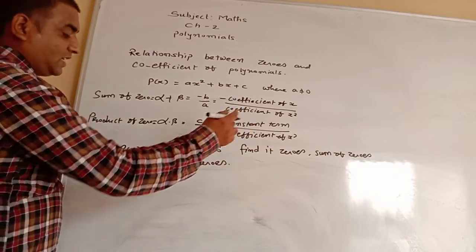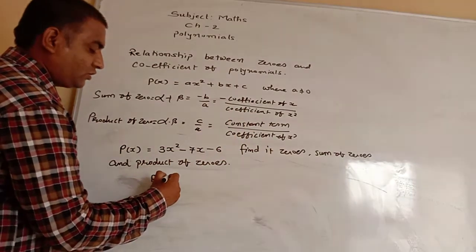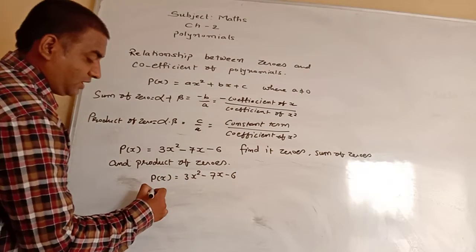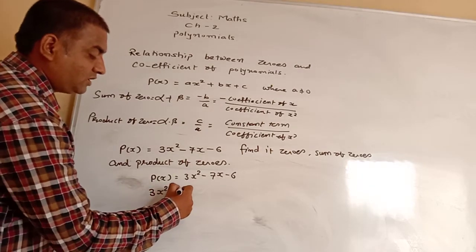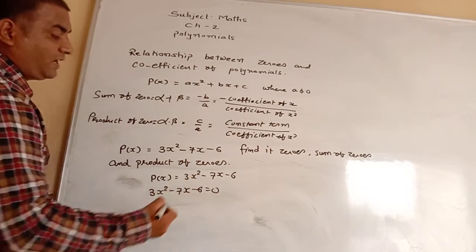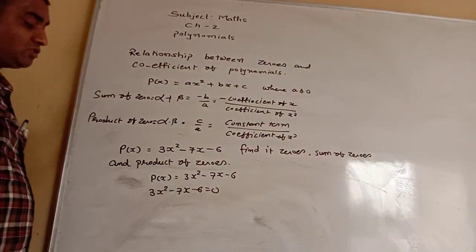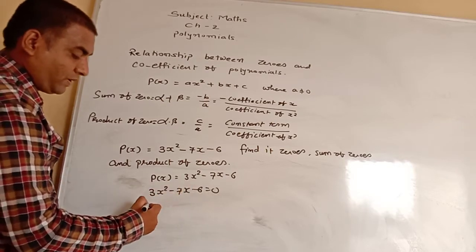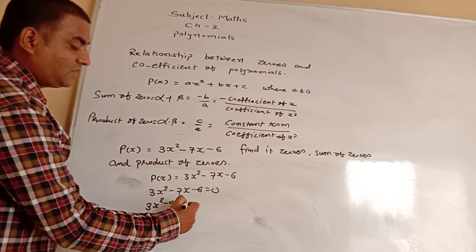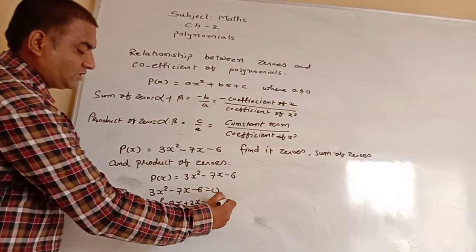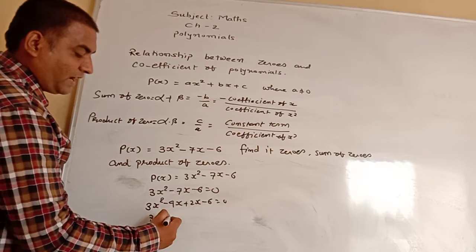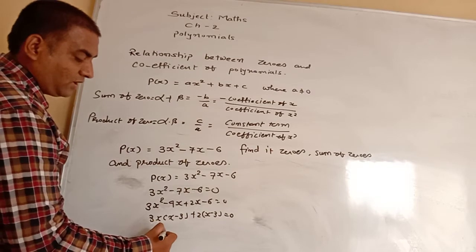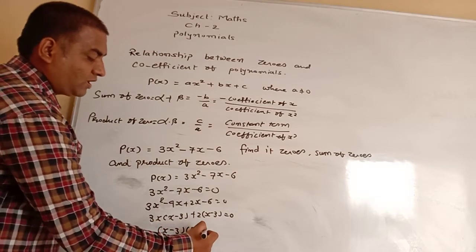Before that, since it says find the zeros, we will find the zeros of 3x square minus 7x minus 6. For the zeros we take p(x) equal to 0, then 3x square minus 7x minus 6 equals 0. We factorize: 3 times 6 is 18, so the factors are 9 and 2. So 3x square minus 9x plus 2x minus 6 equals 0. 3x common, x minus 3, plus 2 common, x minus 3, equals 0. So (x minus 3)(3x plus 2) equals 0.